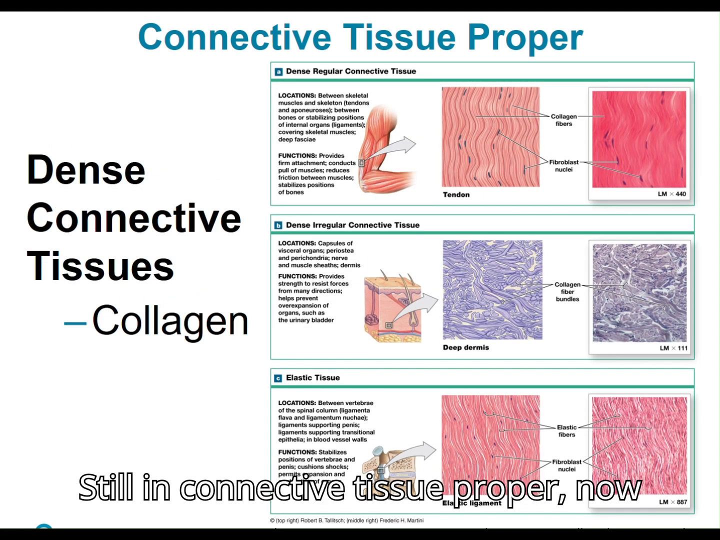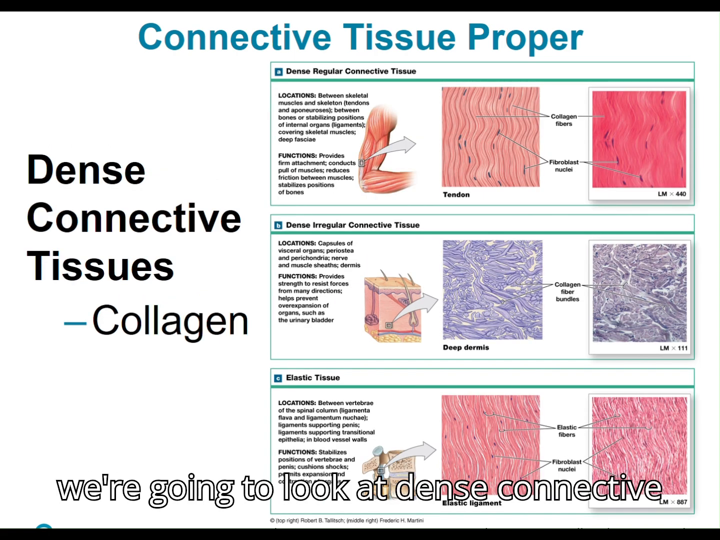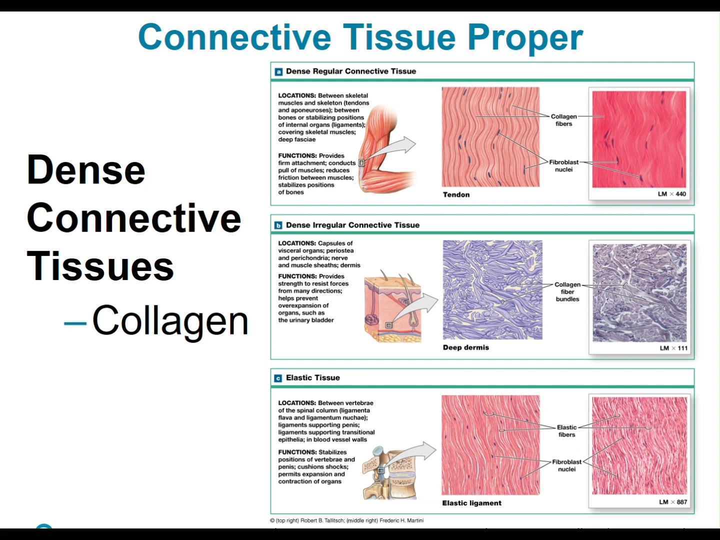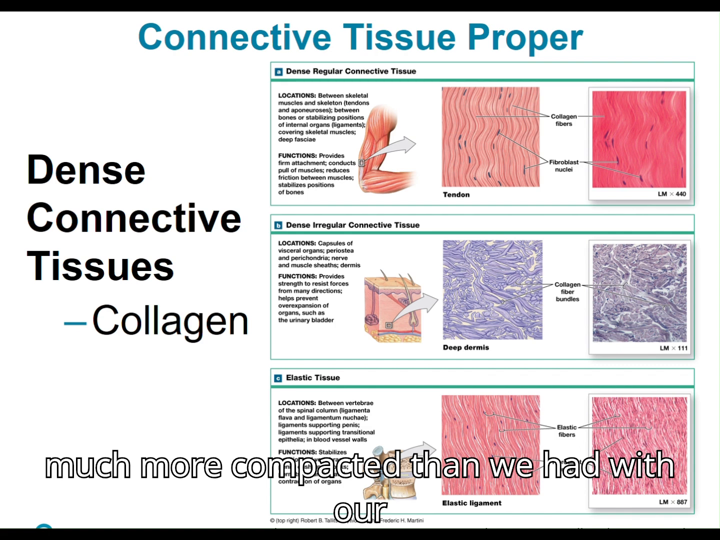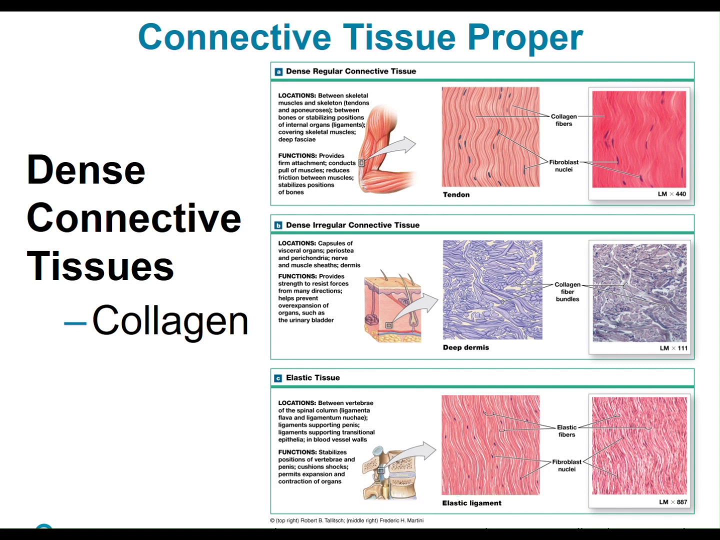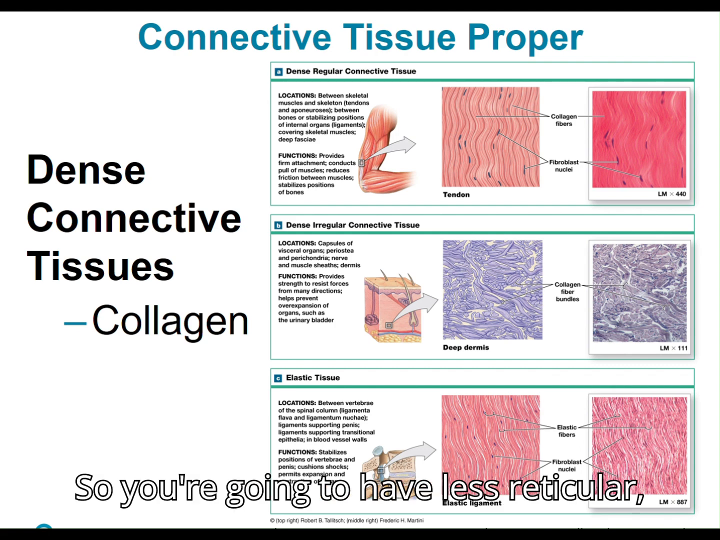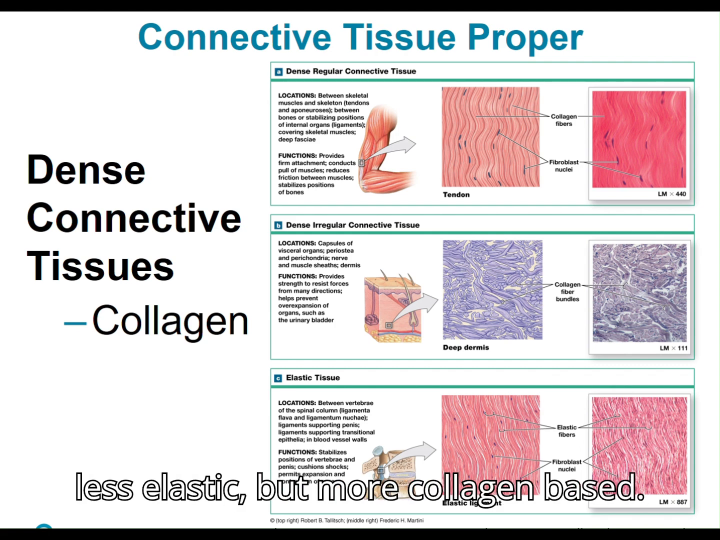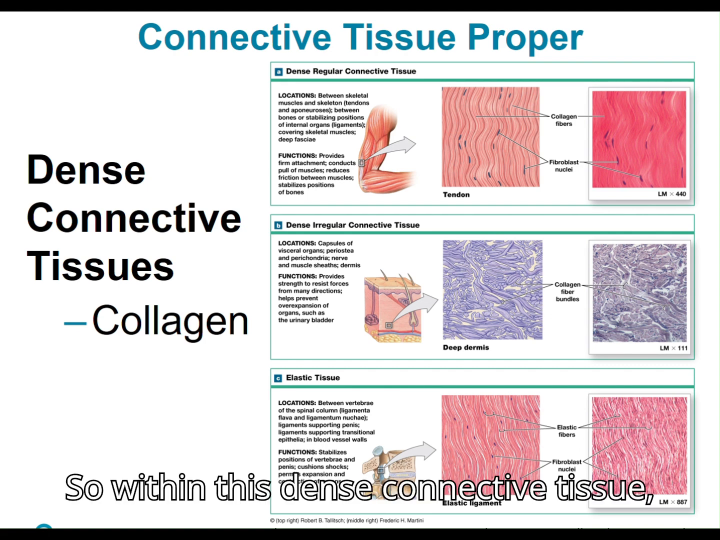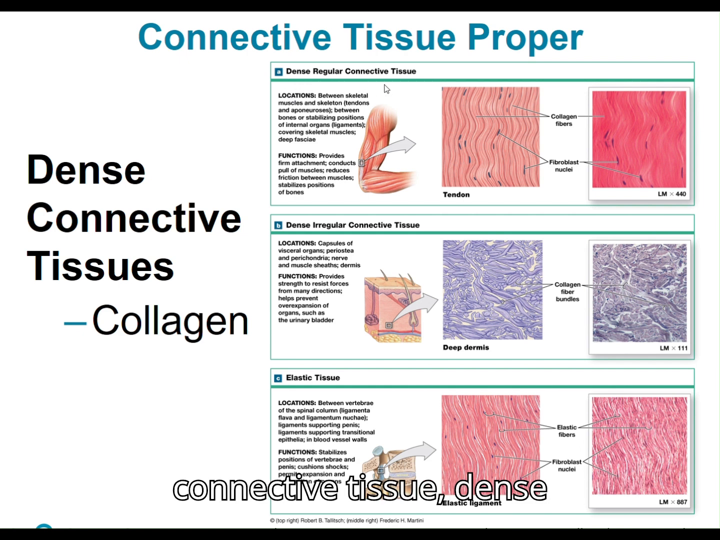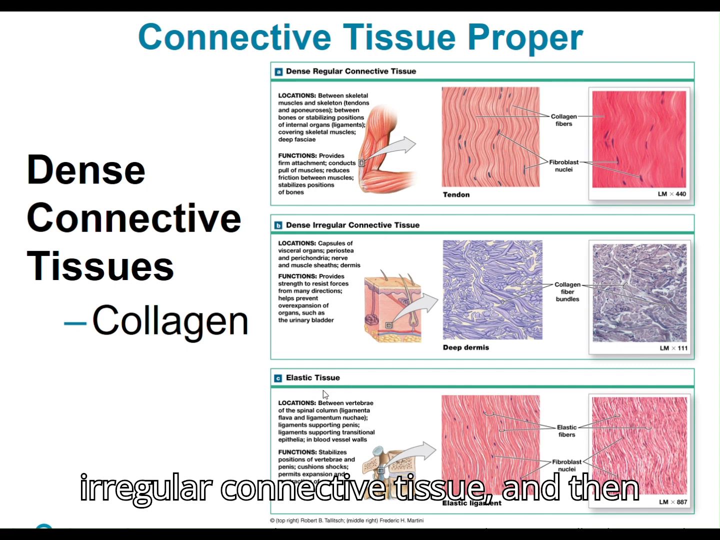Still in connective tissue proper, now we're going to look at dense connective tissue, which you can tell by the name. Dense connective tissue is going to be much more compacted than we had with our loose connective tissues. It is going to have a whole lot of collagen in it. So you're going to have less reticular and less elastic, but more collagen based. Within this dense connective tissue, we're going to have three different categories: dense regular connective tissue, dense irregular connective tissue, and then elastic.